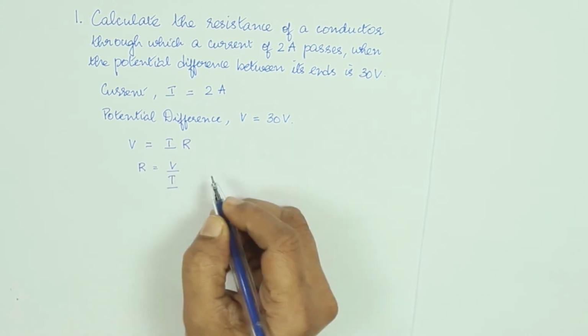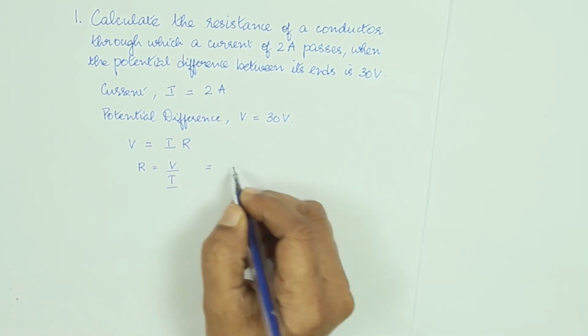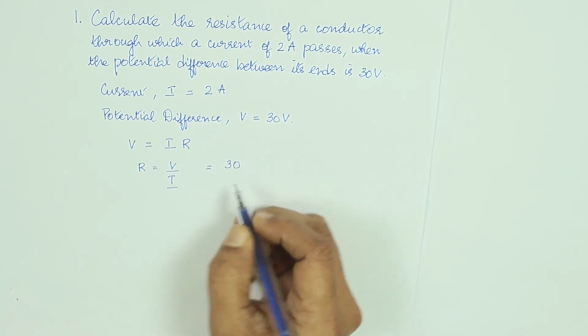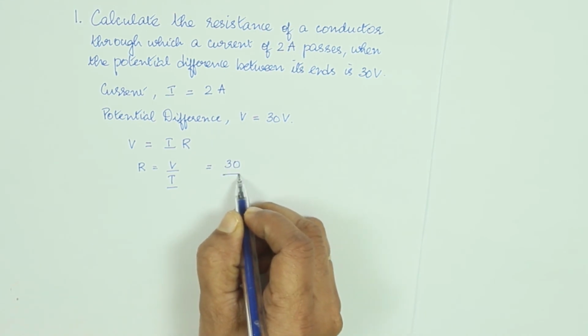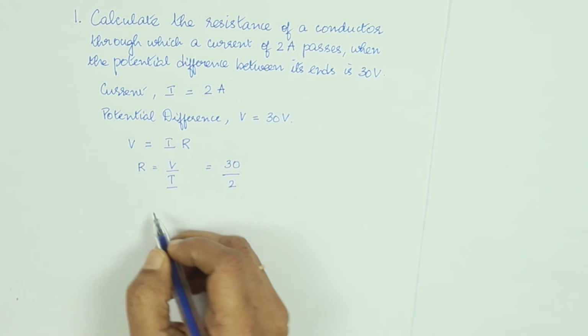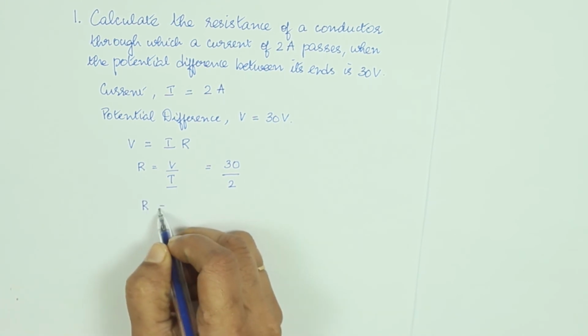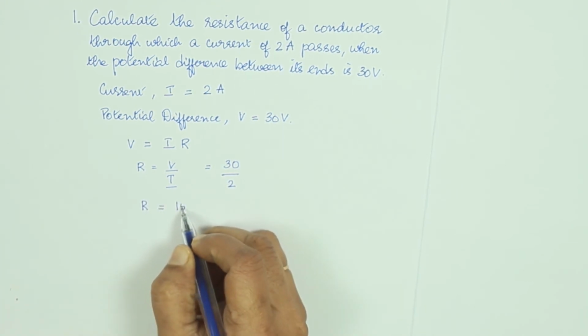Now we have to substitute. V என்ன கொடுத்துருக்காங்க? Potential difference 30 volt. And I is given by 2 ampere. So R என்ன கிடைக்கும்? R is equal to 15 ohm.